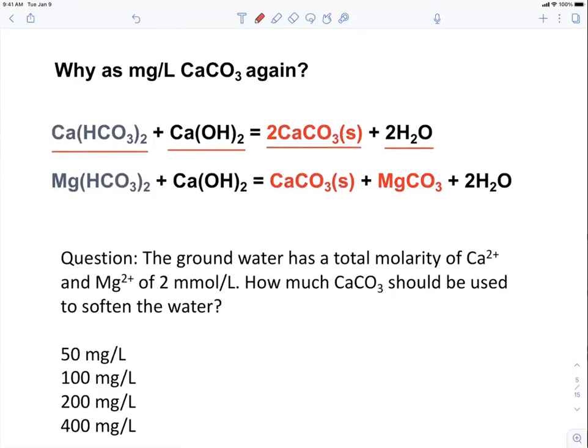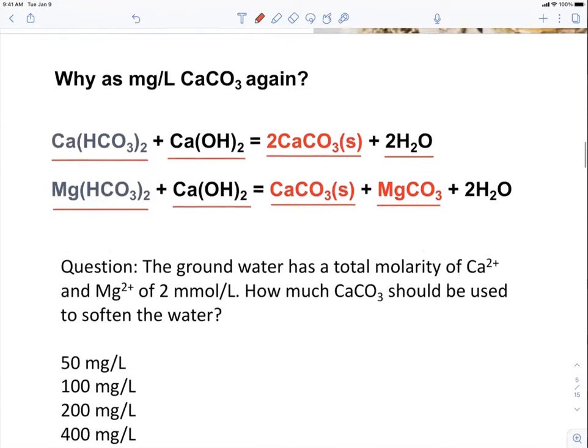So similarly for the magnesium bicarbonate, we can put in the calcium hydroxide and then form the calcium carbonate and magnesium carbonate. So both of them are solids. So this is the way we remove the hardness or soften the water.